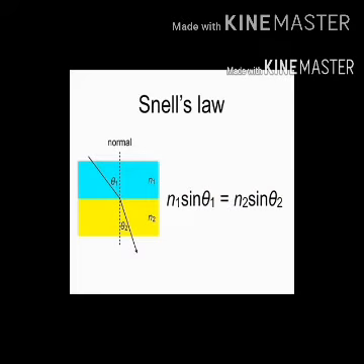Snell's law states that when light passes through materials with two different refractive indices, n1 and n2, then light bends or refracts at the interface according to the equation n1 sine theta 1 equals n2 sine theta 2, where theta 1 and theta 2 are the angles between the light ray and the normal, or perpendicular line, to the interface.